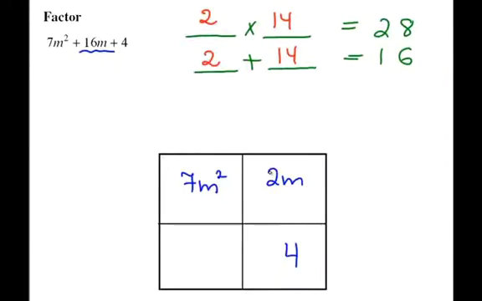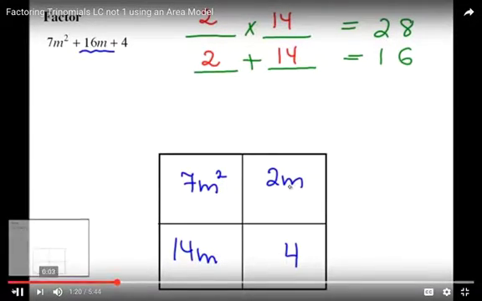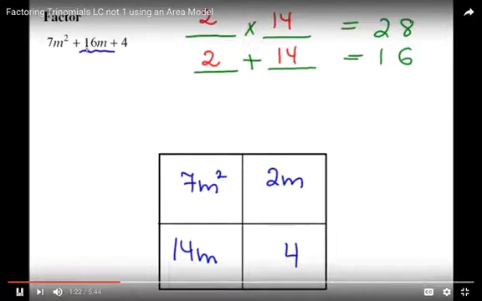So I know in one of them we have to have 2m, and in the other one we have to have 14m. So they add up to 16m and multiply to 28m squared. So now I need to think, okay, I have the area of each of those small rectangles. Now I need to find the length and the width of each one. Well, I have up here in the upper right 2m, and in the lower right I have 4. So what factor goes into both 2m and 4? Well, that would be 2.